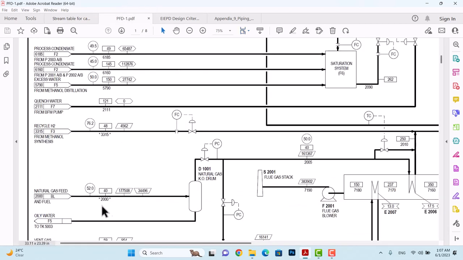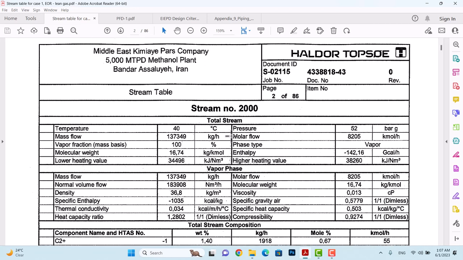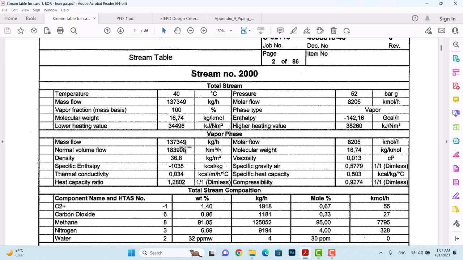You see, here is the line number, and here is stream number 2000. So we have a natural gas with an operating temperature of 40 degrees Celsius and an operating pressure of 52 bar gauge. The mass flow is this value, and the molecular weight. You can see the other physical properties, and it is in vapor phase. In normal cubic meter per hour, it is normal practice to state and present gases in normal cubic meters per hour.